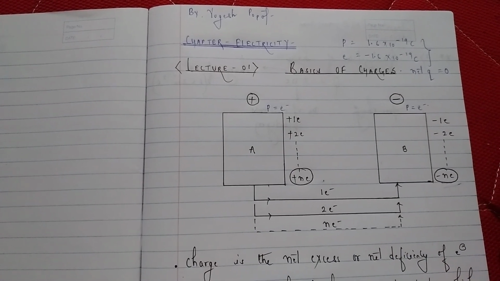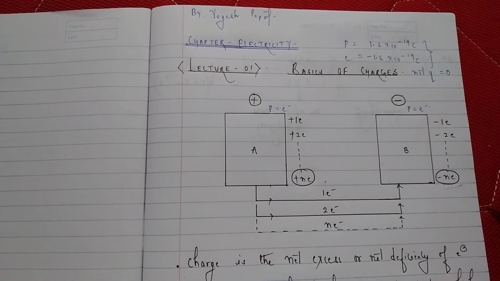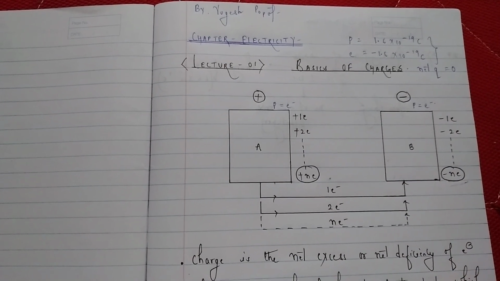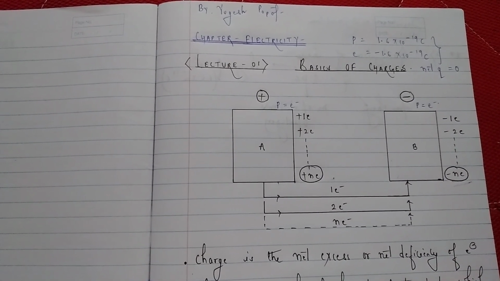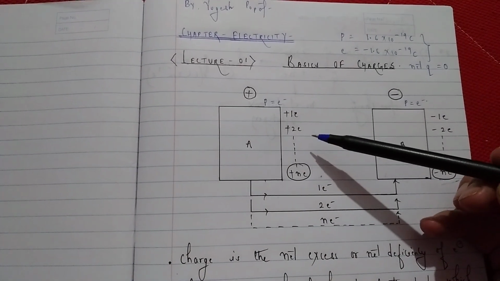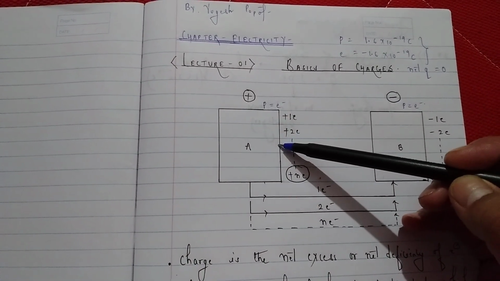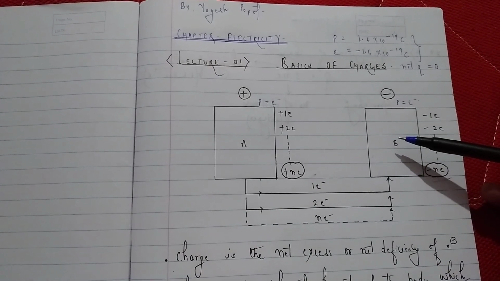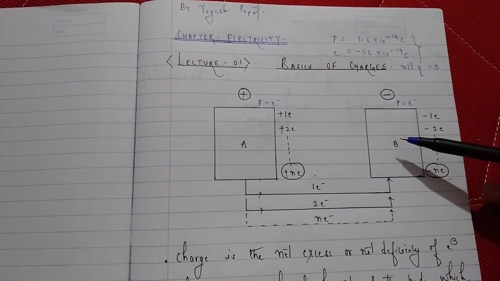Hello students, this is lecture number 1, chapter electricity, and today we are going to discuss the basics of electric charges. To understand charges, let us consider two bodies A and B. These bodies are initially considered to be electrically neutral.